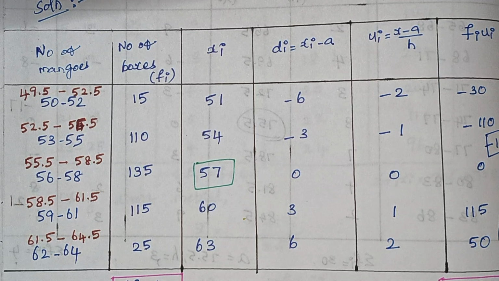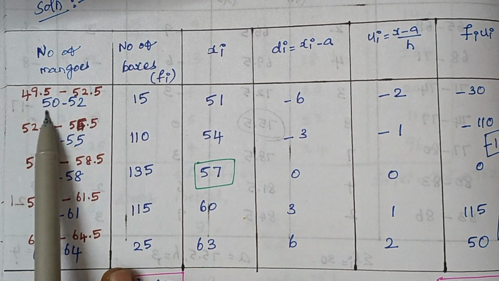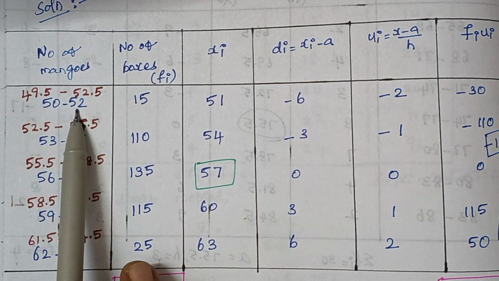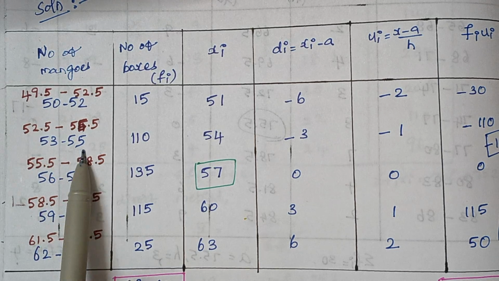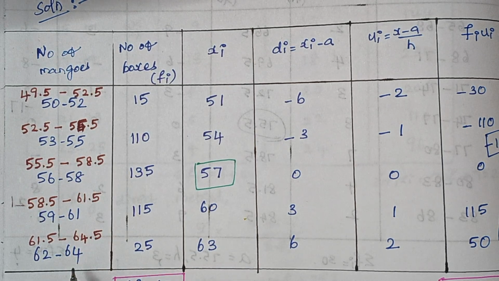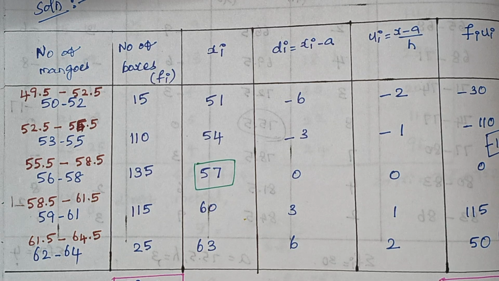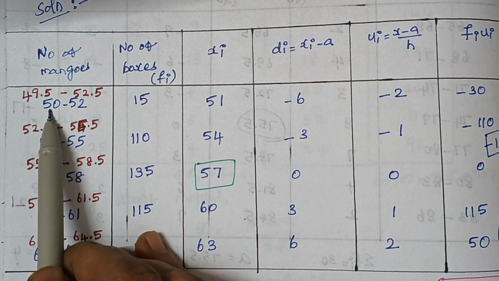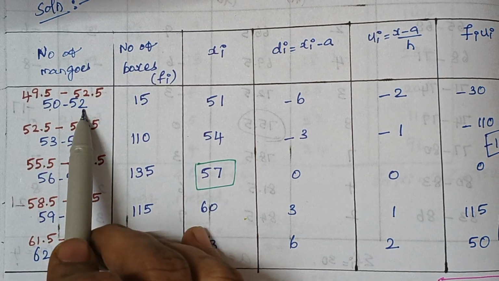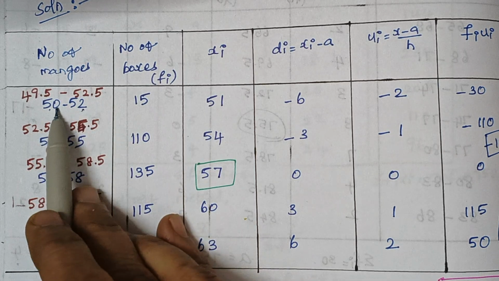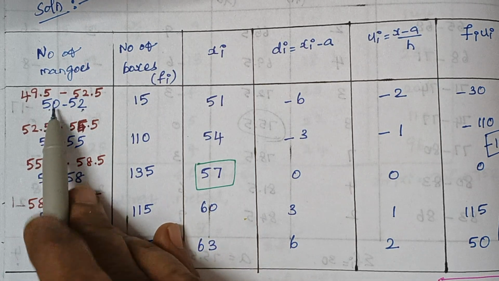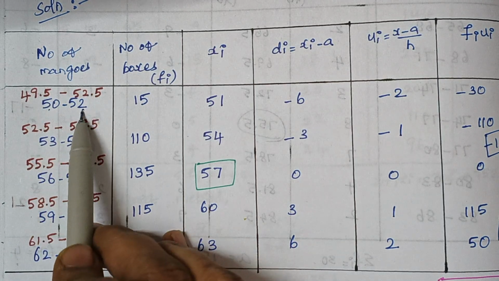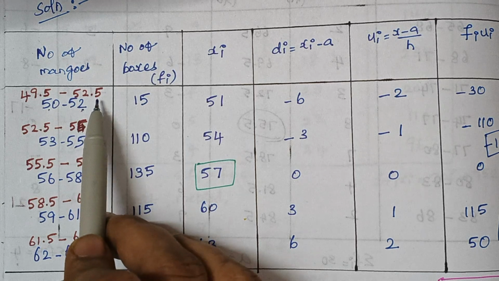So here the first step is, you see 52, this is what is given in the problem. I had written it using blue color. 50 to 52, 53 to 55 and 56 to 58 likewise. So here I am going to subtract 0.5 from this number and add 0.5 to this number. So when I subtract 0.5 from 50, what happens? The answer is 49.5. Similarly, when I add 0.5 to 52, it becomes 52.5.